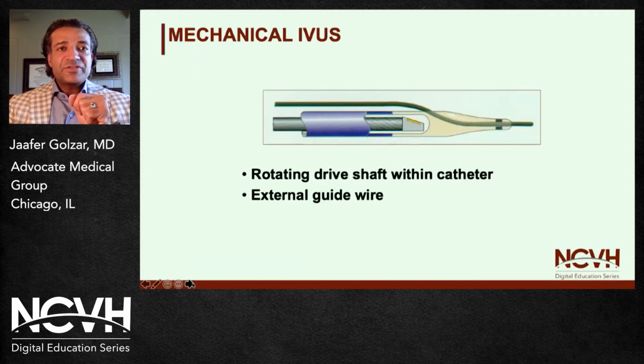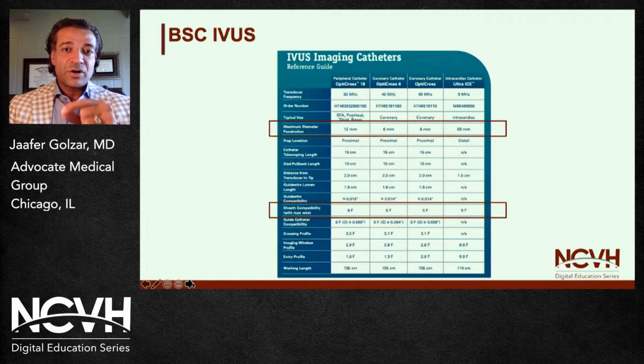So when we look at intravascular ultrasound, there's two types of intravascular ultrasound. There's mechanical as well as solid state. So mechanical ultrasound is actually when the ultrasound is housed within the catheter and it actually rotates within the catheter itself. And there's advantages and disadvantages of this, but there's an external guide wire and there are moving parts.